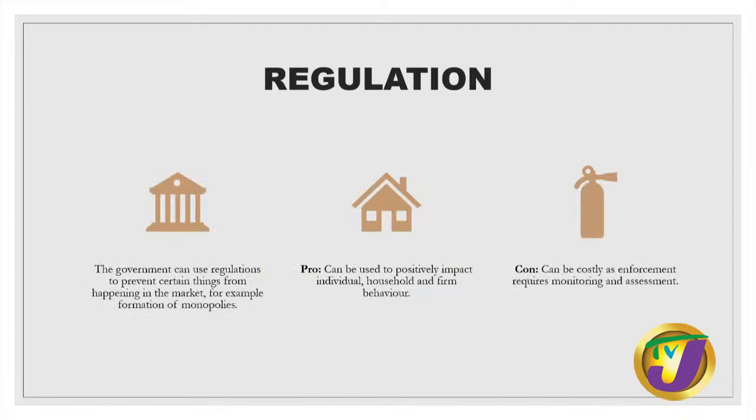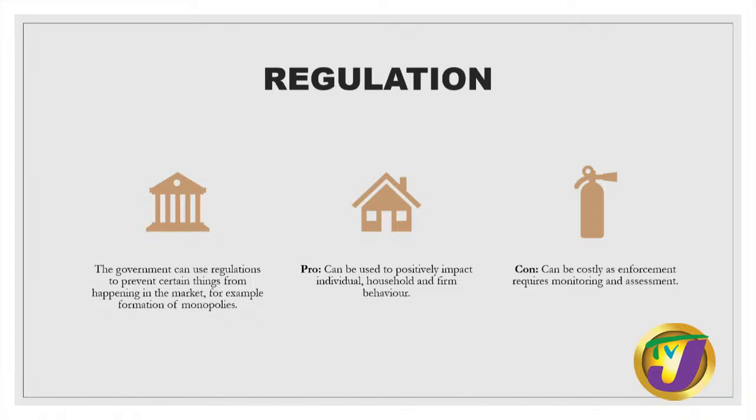Now, as it relates to regulation, the government can implement certain regulations, and one of the common ways they can implement regulation is to prevent monopolies from forming, right? So this can positively impact individuals and firms. So it can positively impact individuals so that we're not exploited by high prices of monopolies, and it can also positively impact other private firms that want to compete in the market. They want to provide this good or service.